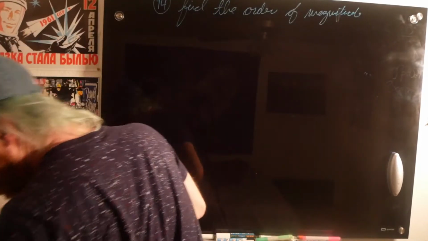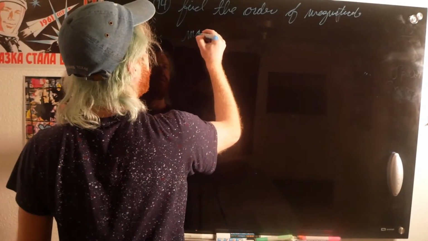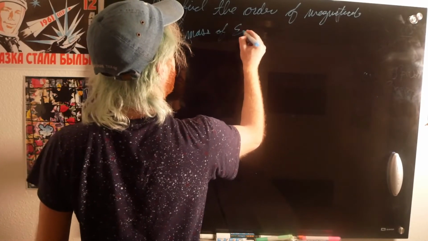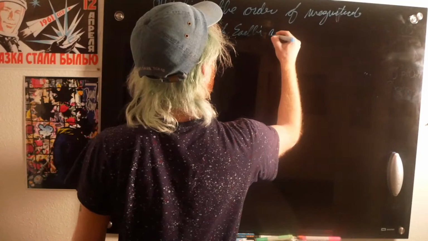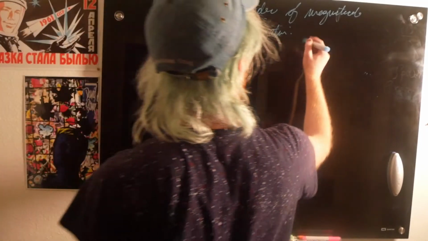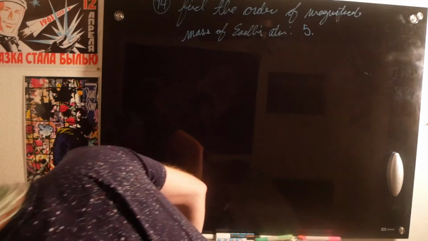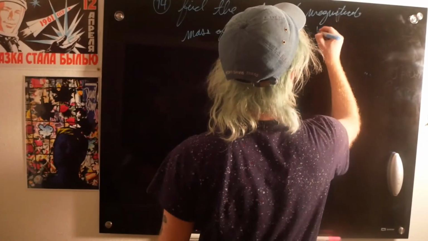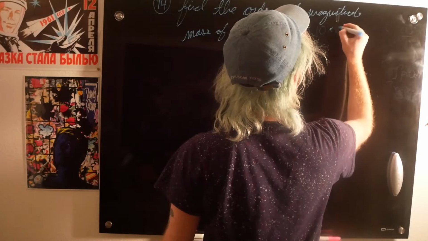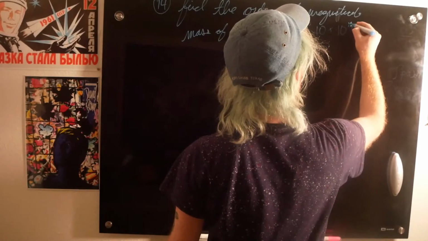Okay, so the first one, and then we're going to use these in later calculations. I'll link a little spreadsheet. So it says the mass of the Earth's atmosphere, and it gives you the number: 5.1 times 10 to the 18 kilograms.